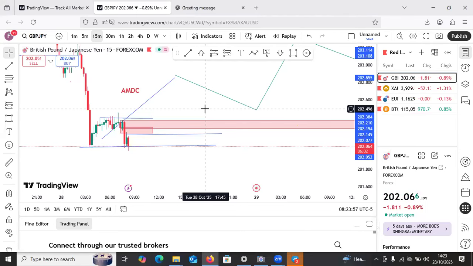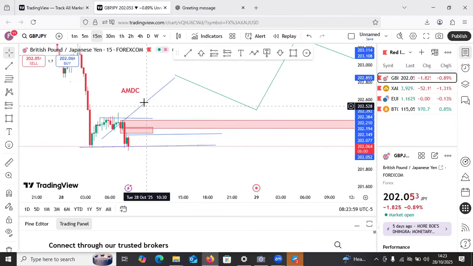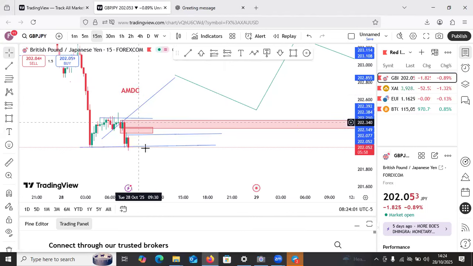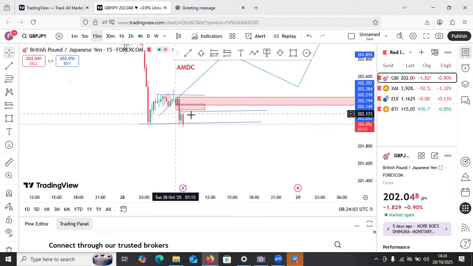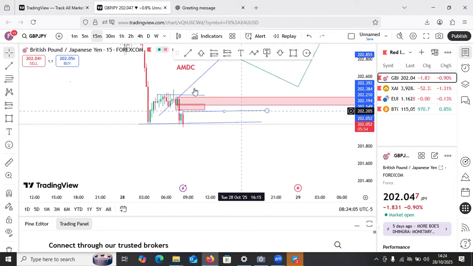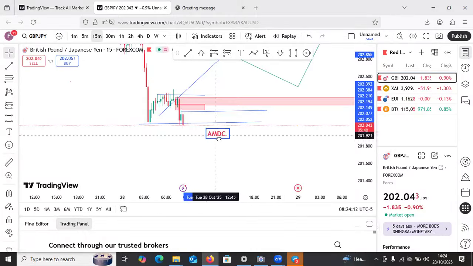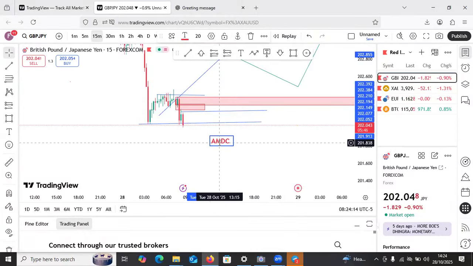But mind you, don't rely on AMDC alone, especially when you want to buy here; consider your liquidity too. During the continuation, consider liquidity. This AMDC makes us confident anytime we want to buy.